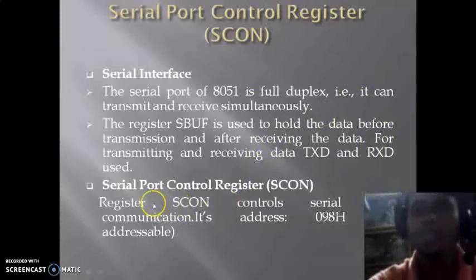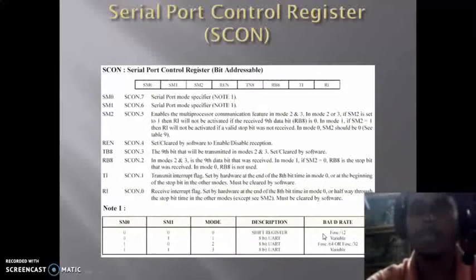Next is the serial port control register. This is a register by which serial communication can be controlled, and it has a particular address in RAM, that is 98H. This is the bit pattern of the serial port control register, and here we have some bits which are very important and that we will use for 8051 microcontroller programming.